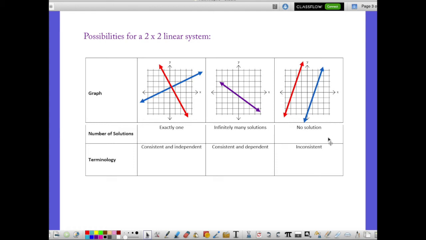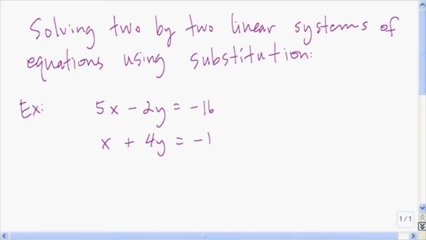In that case, we say that the system is inconsistent. Okay, so no solution means inconsistent. So you should make sure you get that in your notes to know this terminology. Okay, let's see how to solve a system using substitution.